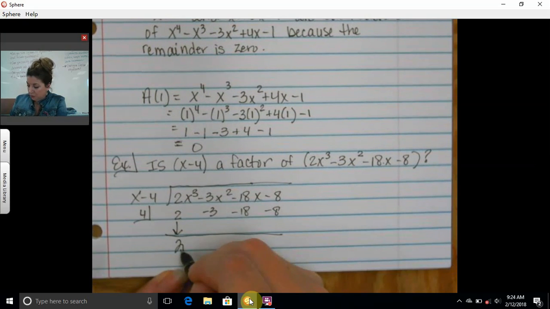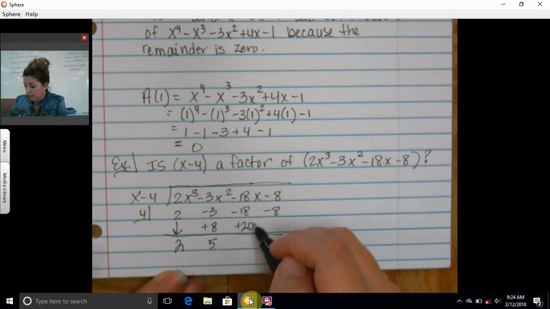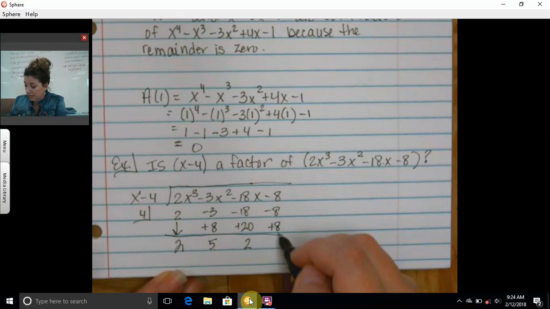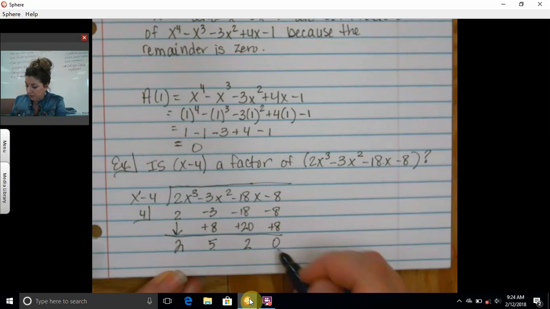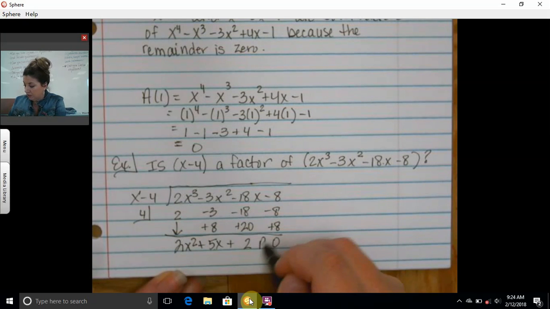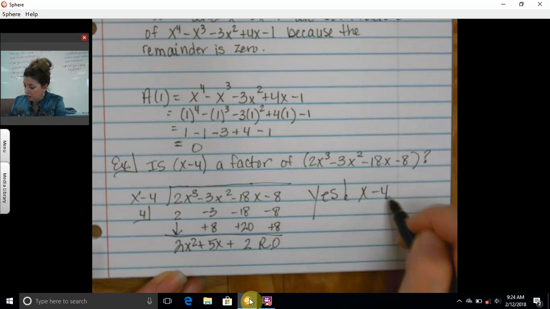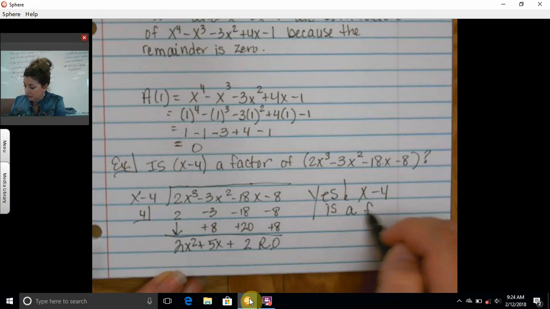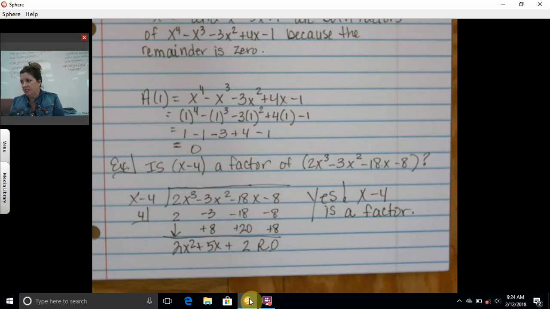Drop the 2. 2 times 4 is positive 8. Negative 3 plus 8 is positive 5. 5 times 4 is positive 20. Negative 18 plus 20 is positive 2. 2 times 4 is positive 8. Negative 8 plus 8 is 0. So that's my remainder. I have 2x squared plus 5x plus 2, remainder 0. So yes, x minus 4 is a factor. And so is 2x squared plus 5x plus 2. But it just said, is x minus 4 a factor?